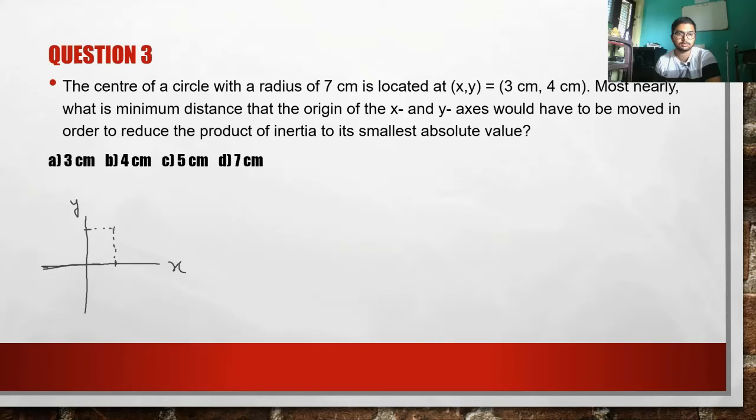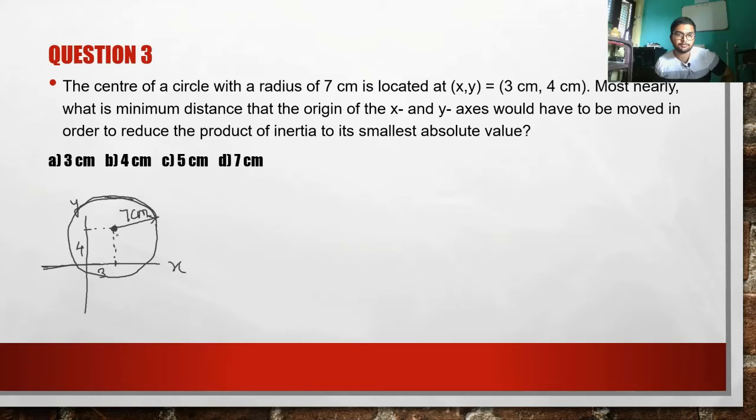This is 3 comma 4. Then he says this is 3, this is 4. Now he says of radius 7 cm there is a circle with this as a center. That means something like this. This may not look like an exact circle, but assume that it is a circle of radius 7 centimeters. Now this is 3 centimeter, this is 4 centimeter.